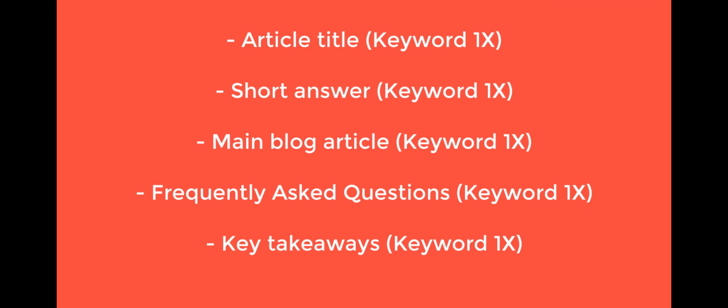And what's important, obviously, is that your blog article title has your keyword in it, and that your article has your keyword at least one time. The same for the frequently asked questions section. And obviously, when you ask ChatGPT to write your key takeaways, you want to also see your keyword at least once in there. And as for the short answer, same thing. You want to see your keyword at least once in there.